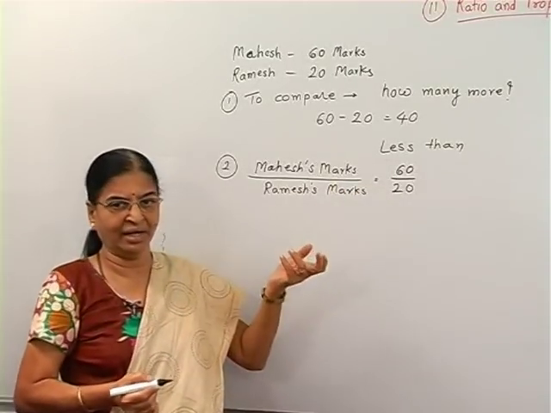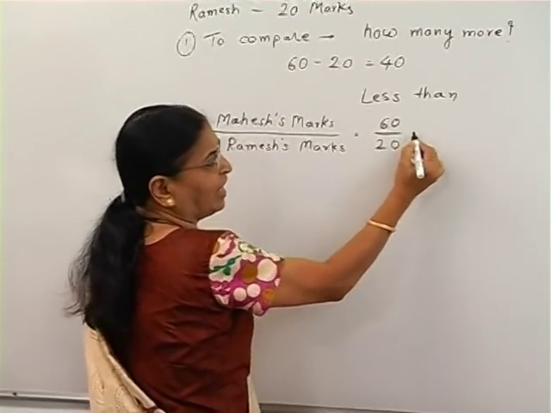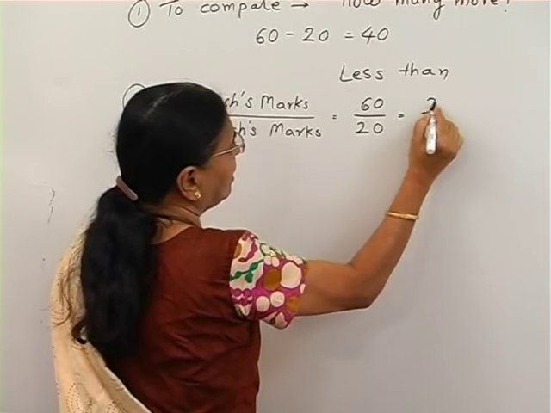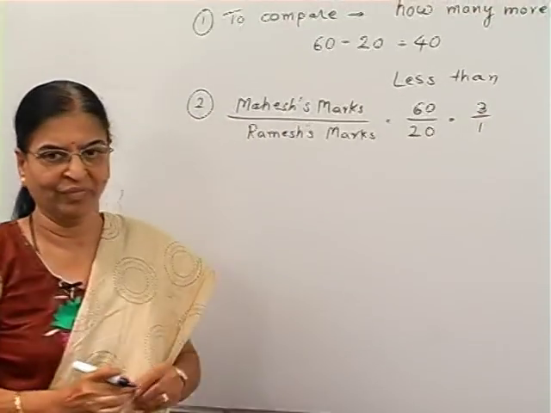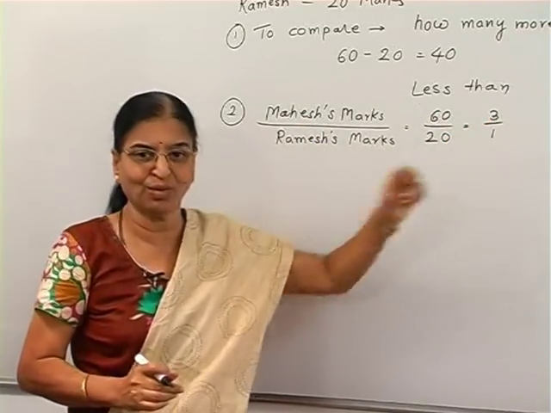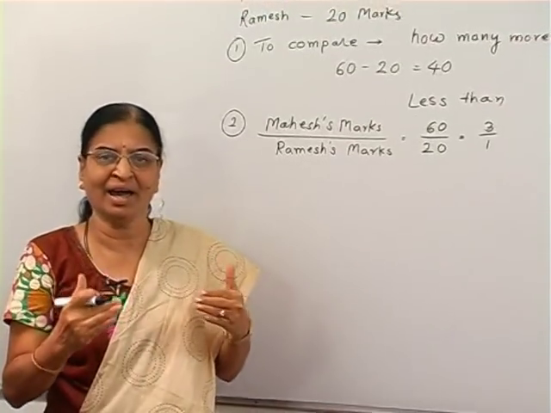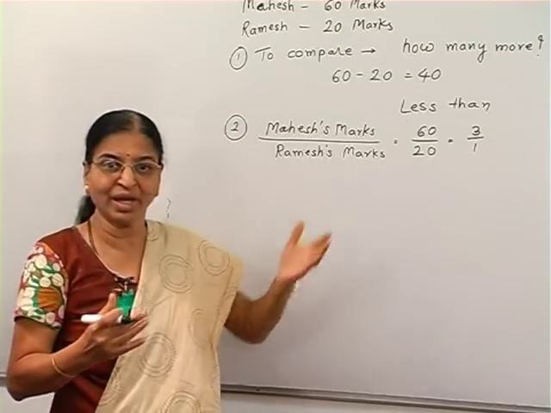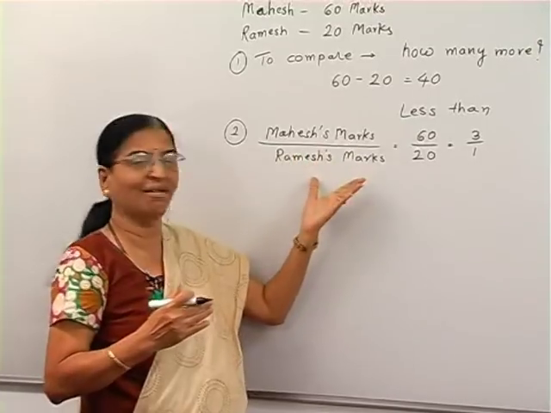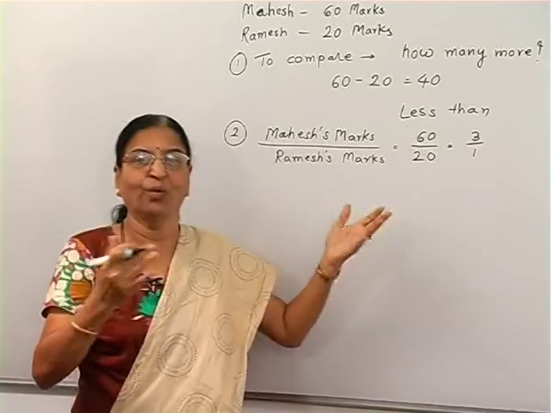See, I can divide it to the lowest term, and you know how to do it. By dividing both by 20, I can say that this is 3:1. And so I can say Mahesh got 3 times more marks than Ramesh. So for division, I can have times more. This can be not only how many more or how much more, but I will also say how many times: 2 times, half time, 1/3 time.